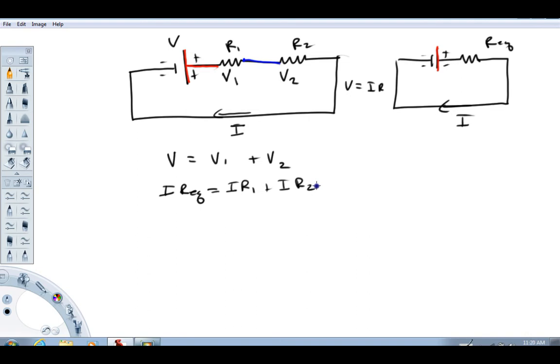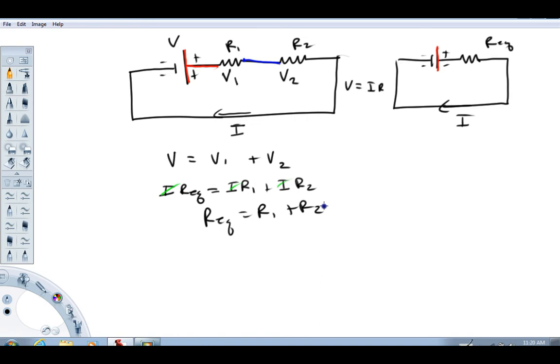And it's important to note that these I's are all the same. When we looked at the parallel combination, it was the voltages which were the same. Well, the voltages are not the same here: red to blue, blue to black. But the current is the same. There's only one single loop here. If I take a current measurement anywhere in this circuit, I'm going to get the current I'm calling I. So the current is the same, and it therefore divides out. And what we have is that R equivalent is just the sum of R1 plus R2.